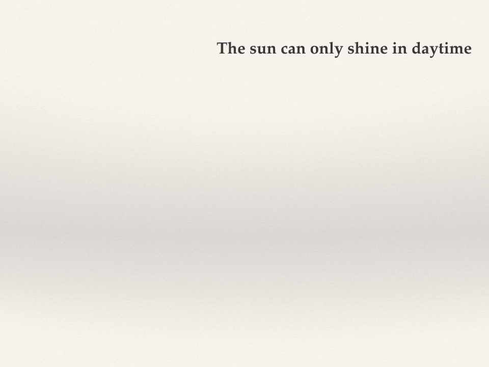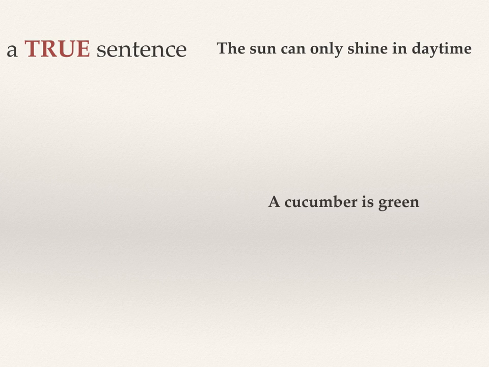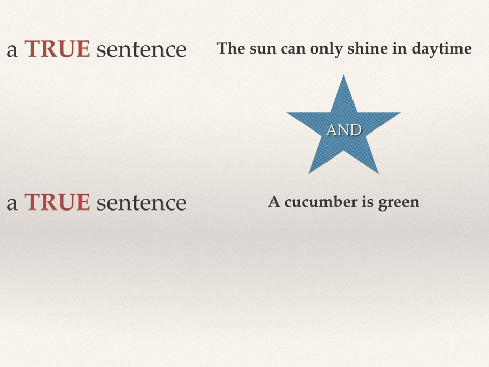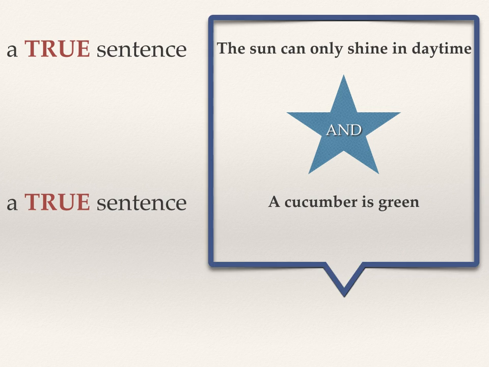Let's take one sentence, which is a true sentence. The sun can only shine in daytime. And let's take another sentence. A cucumber is green. This is also a true sentence. Now let's operate on the two sentences with the logical operator and. The result is true, because the sentence, the sun can only shine in daytime and a cucumber is green, is true. It is made up of two true sentences.